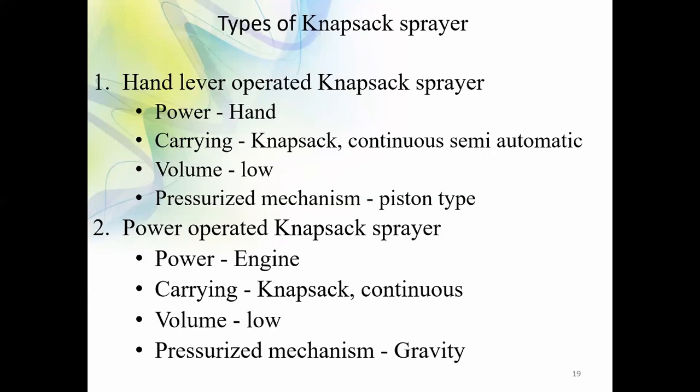Now let's see in detail about knapsack sprayers. In case of knapsack sprayers, there are 2 categories. One is manually operated or hand operated sprayers, and the other one is power operated sprayers. In case of manually operated sprayers, the power is applied by humans. The carrying position is knapsack, and it can be a continuous semi-automatic sprayer, and the volume is low, and the pressurizing mechanism is facilitated by piston.